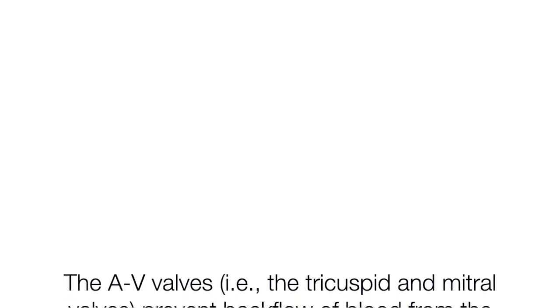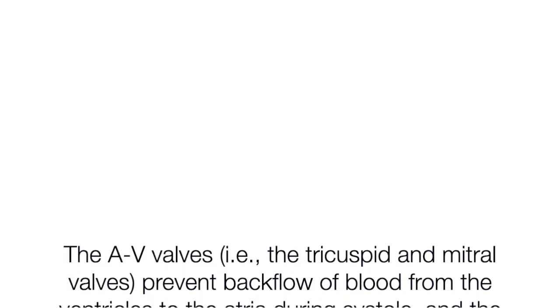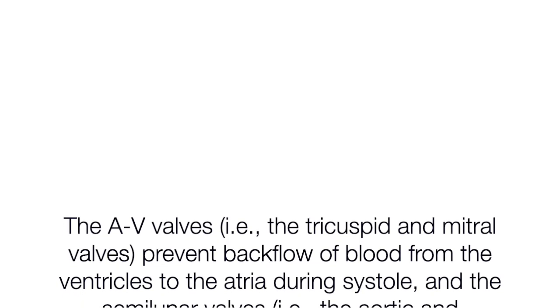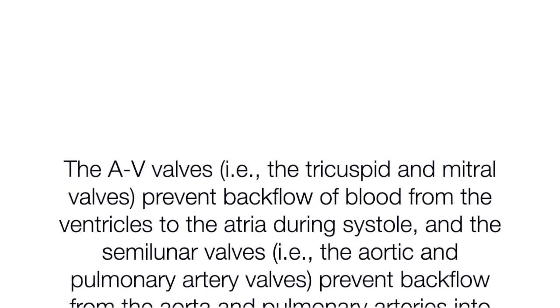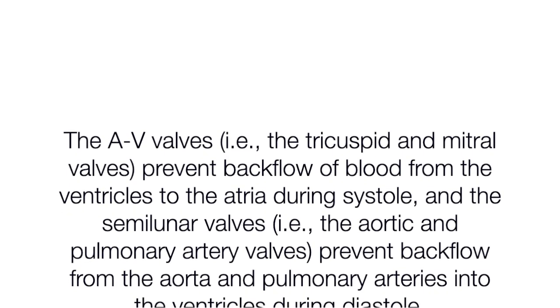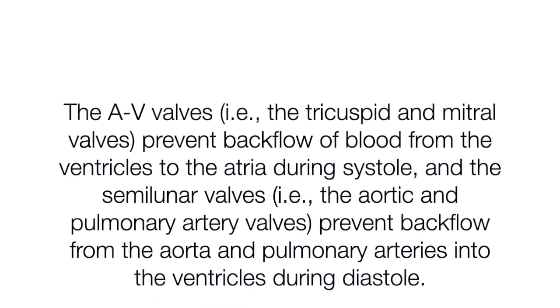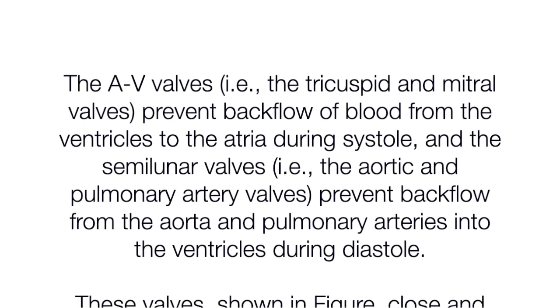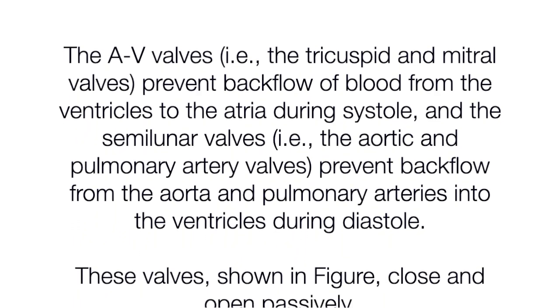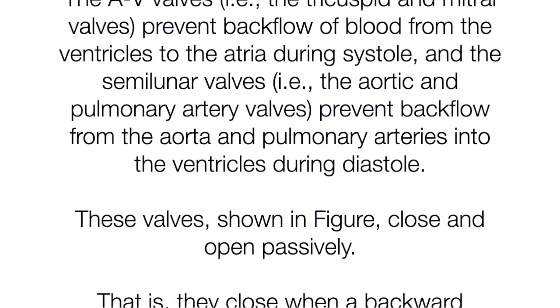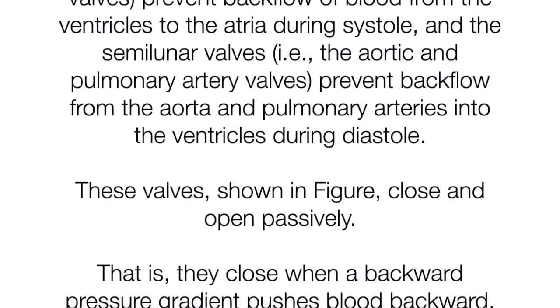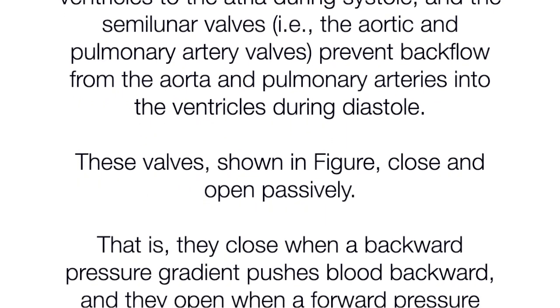The AV valves, that is the atrioventricular valves, the tricuspid and mitral valves, prevent backflow of blood from the ventricles to the atria during systole. And the semilunar valves, that is the aortic and pulmonary artery valves, prevent backflow from the aorta and pulmonary arteries into the ventricles during diastole.